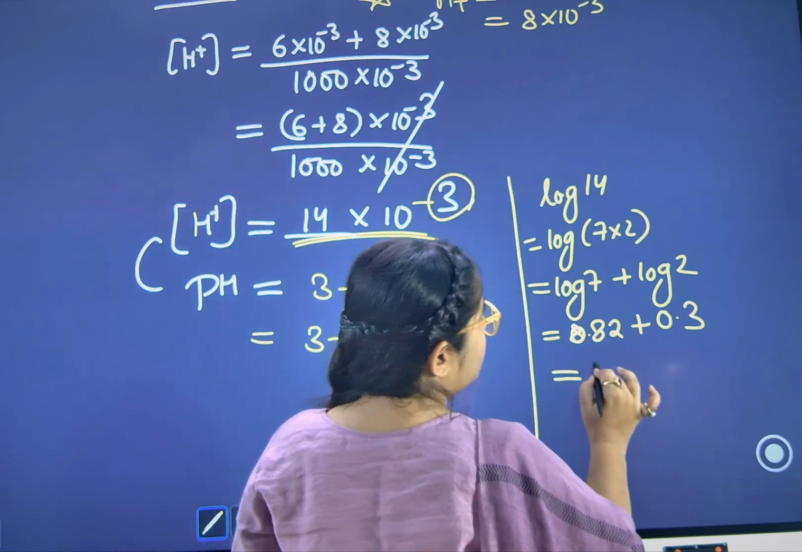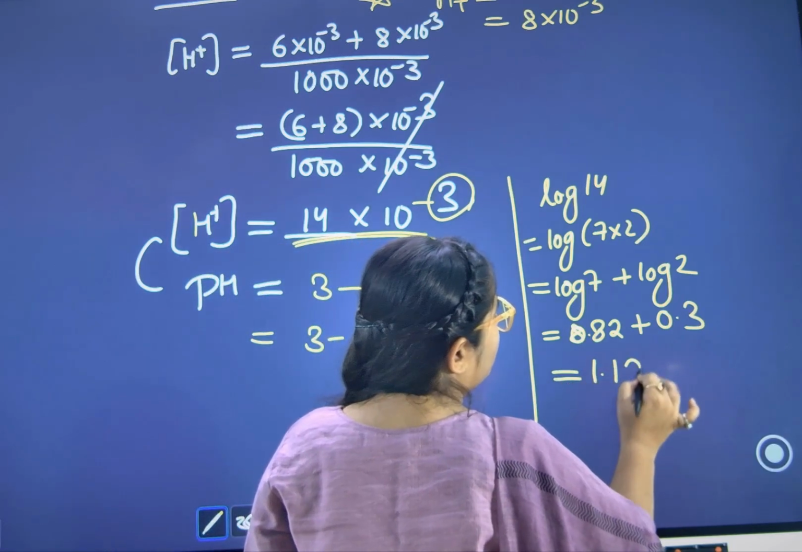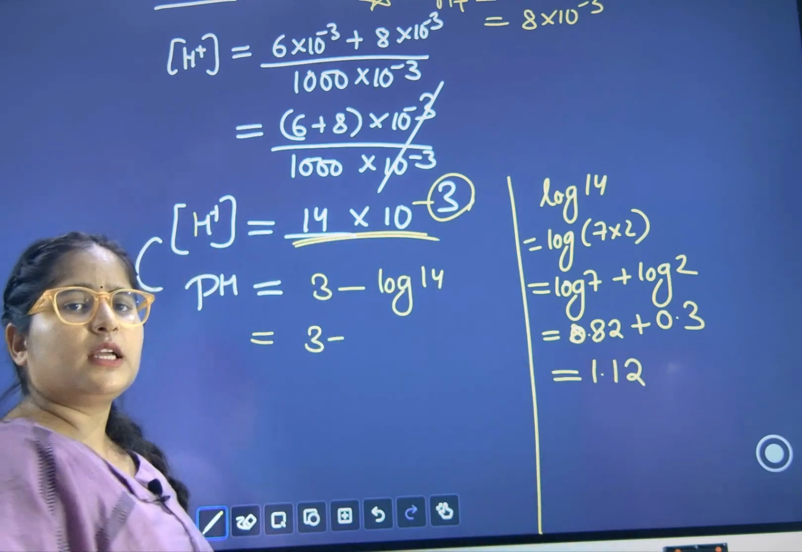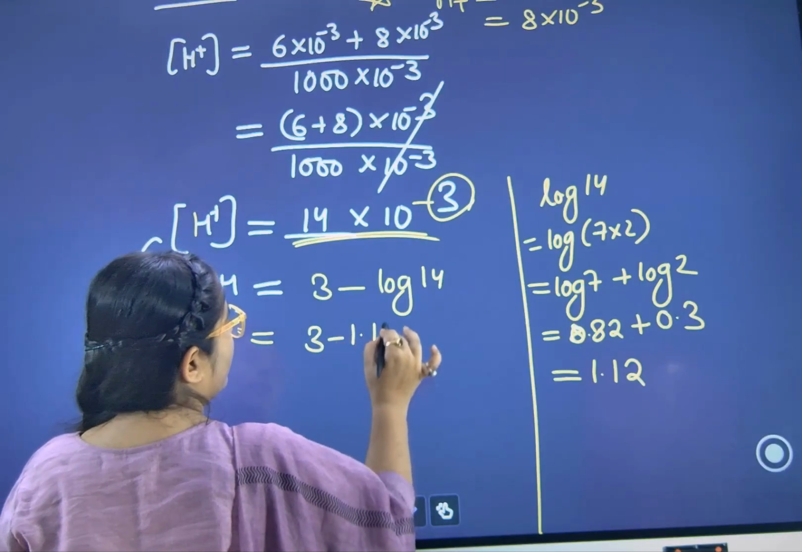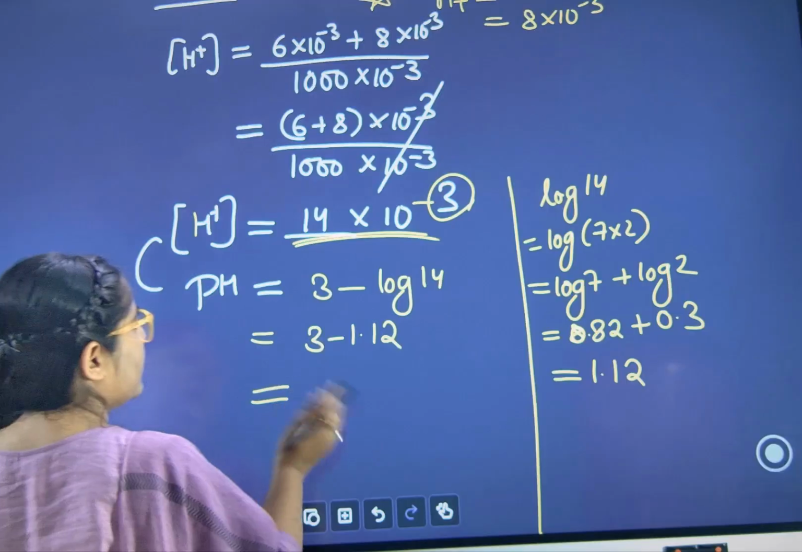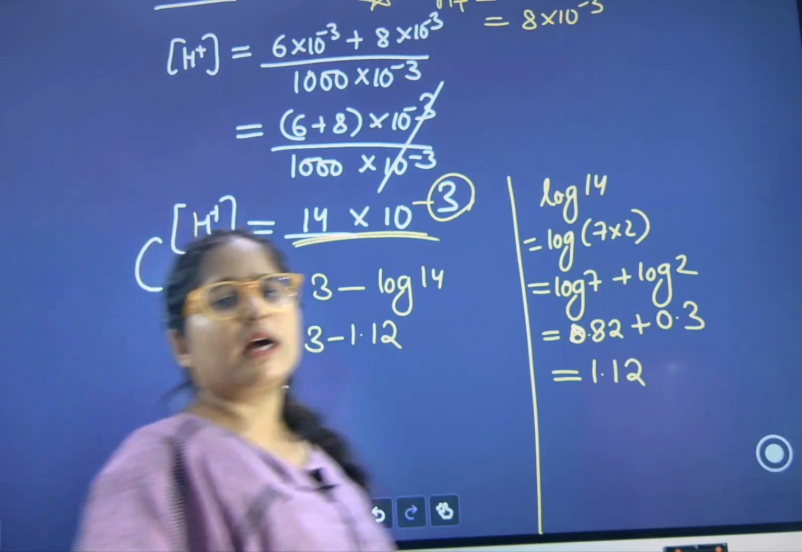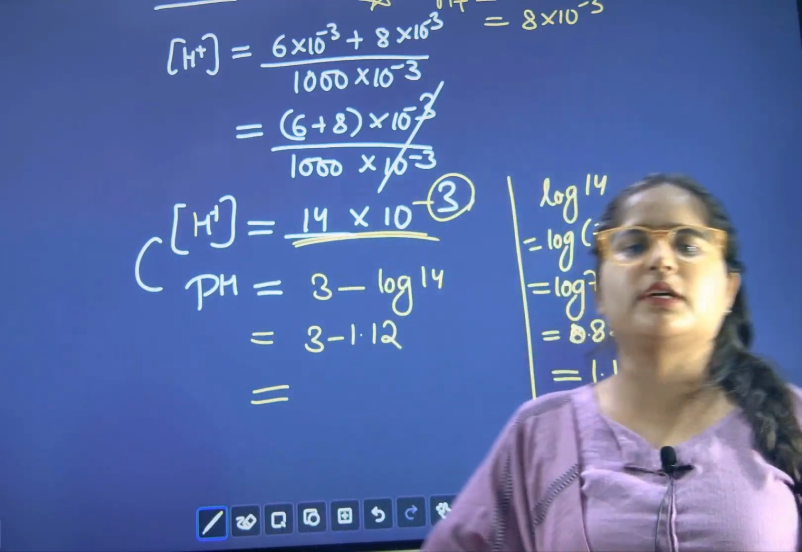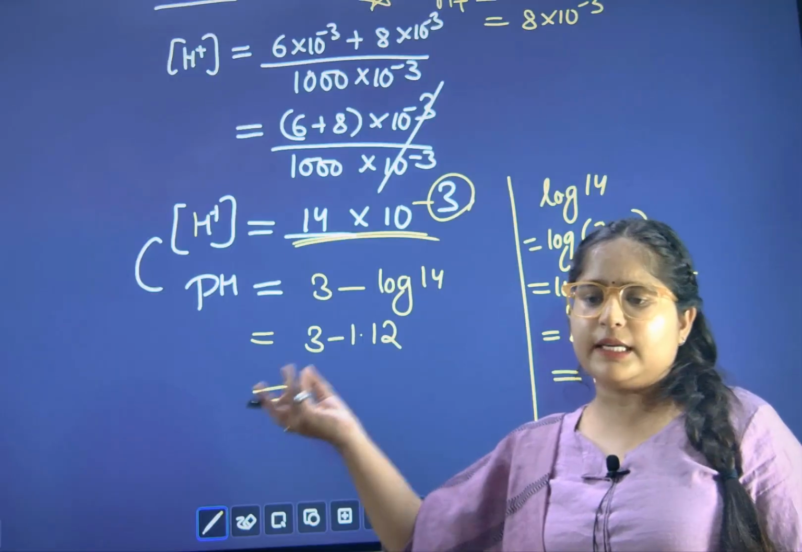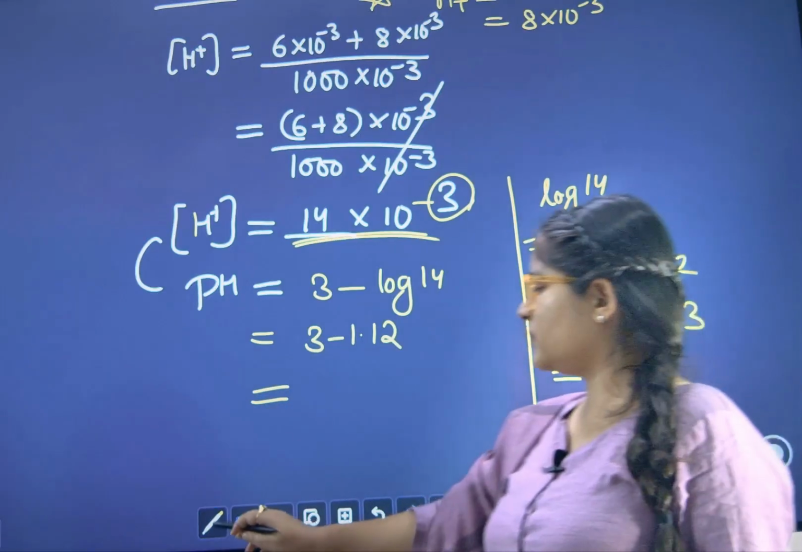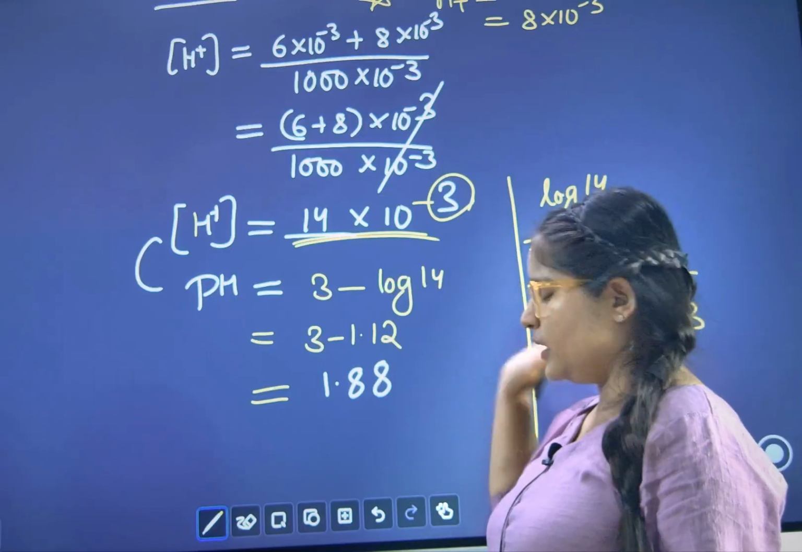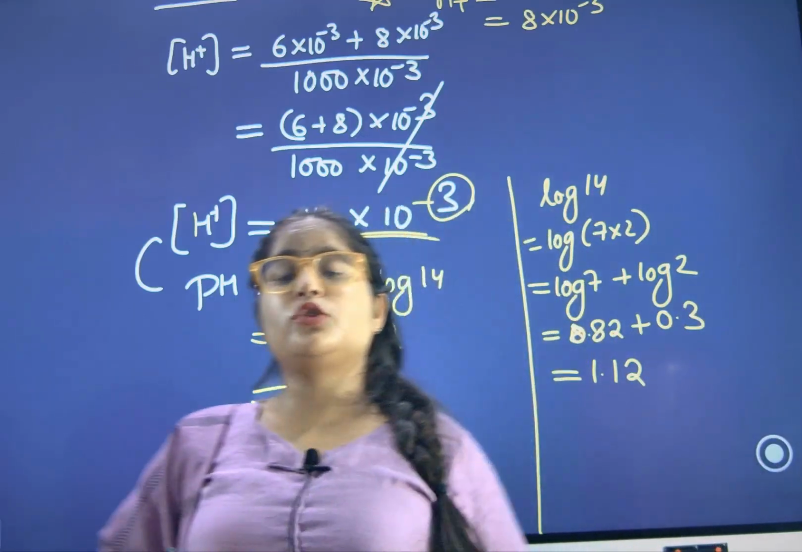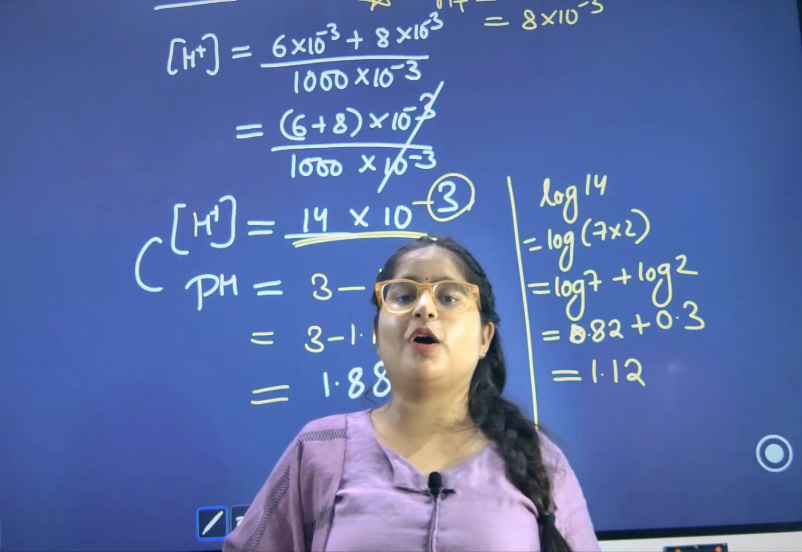It will come as 1.12. Okay, so log 14 value, how much is it coming? 1.12. So 3 minus 1.12 you will do, how much will it come? Calculate and find out your answer. Anyway, it is a strong acid, pH should come less than 6 only. Calculate and tell me fast, quickly. Yeah, how much is it coming? 1.88. Okay, so I hope you have understood how to calculate the pH for mixture.